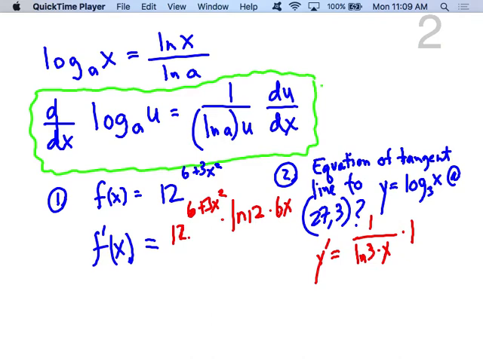And personally, that's a little sloppy. I would prefer that you write it this way so we don't get confused with whether or not that x is being taken as a natural log. Not done yet, because I know I want to do it at the point 27 comma 3. So I've got to put 27 in there.